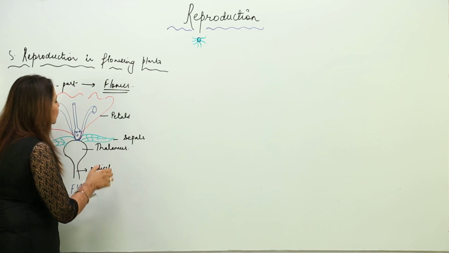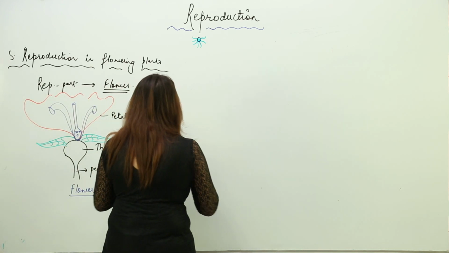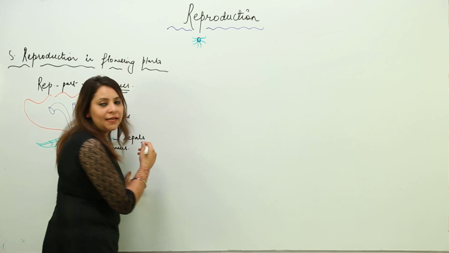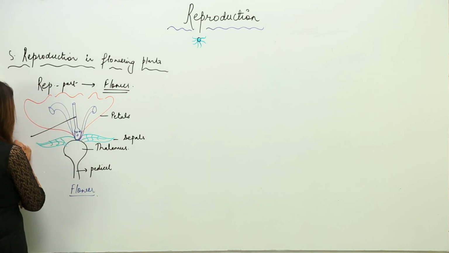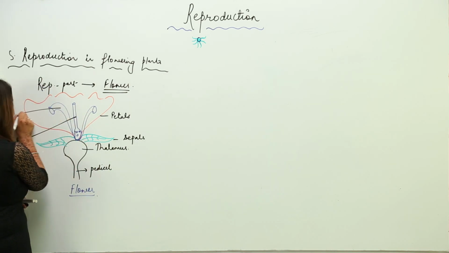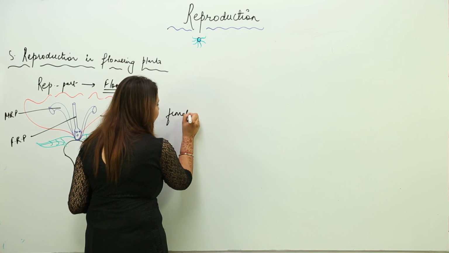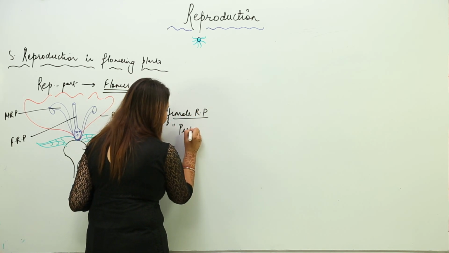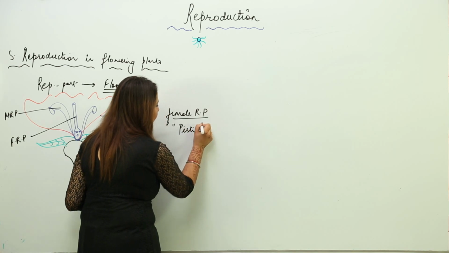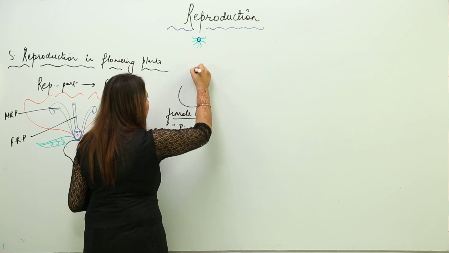Now moving on to the male and the female reproductive parts. How do they look? We know that a flower obviously consists of male and female reproductive parts. So we say that this is the female reproductive part and this is the male reproductive part. If we talk about the female reproductive part, which is generally called the pistil, it is like this.